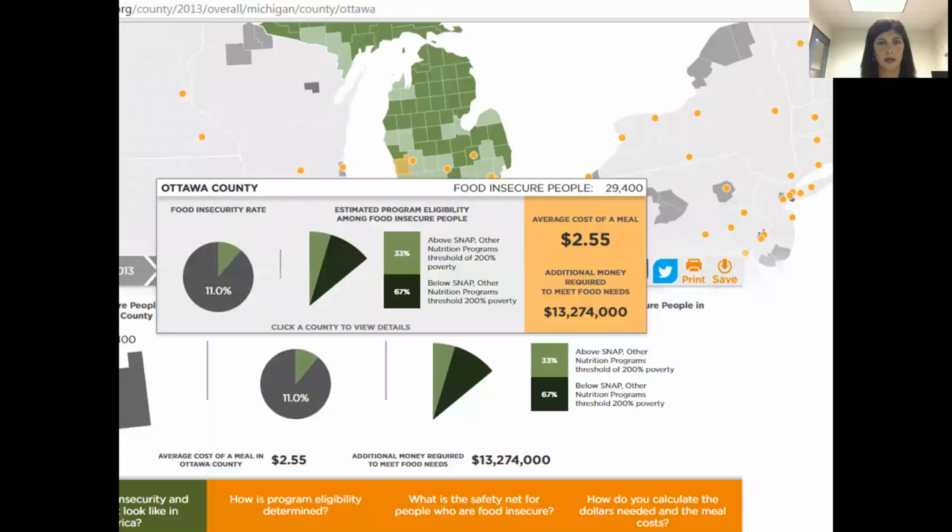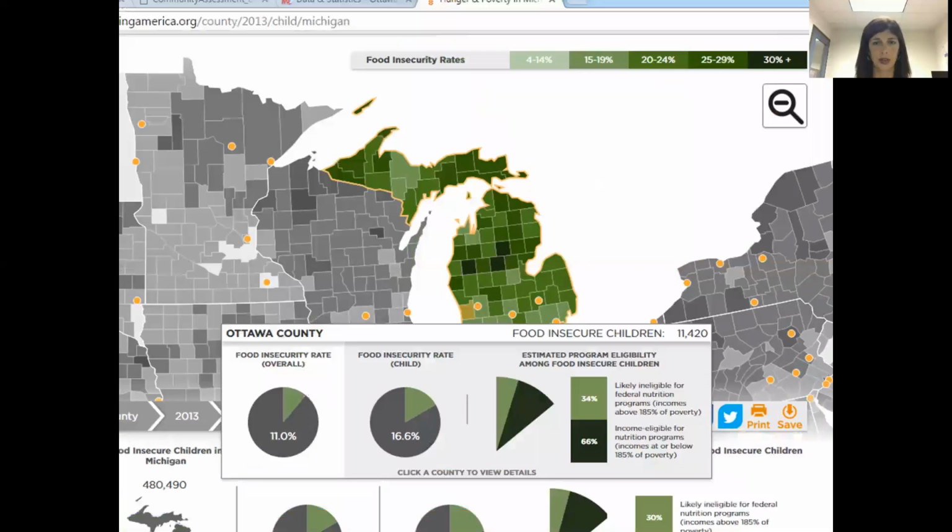And so for example, when you go to the website, this is the data we've pulled up for Ottawa County. It's going to show you the food insecurity rate. And what we've really looked at when we've used this secondary data is that it estimates the program eligibility among those that are food insecure in your population. So it shows us that about a third of our population is above SNAP and other nutrition program thresholds, yet they're still food insecure. So that's a population that we've really tried to target our efforts toward. And again, about two-thirds are below that threshold. It also lets us know that the average cost of a meal in Ottawa County is about $2.55, and the additional money that is required to meet food needs for these residents is calculated as well. And that's available for all counties.